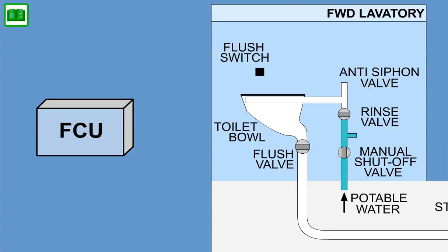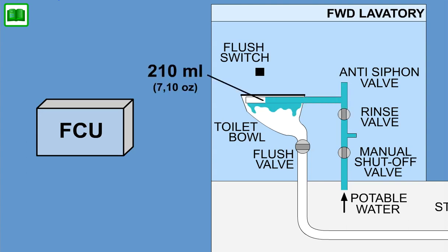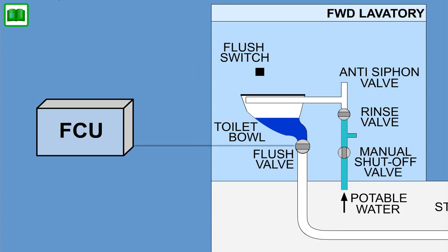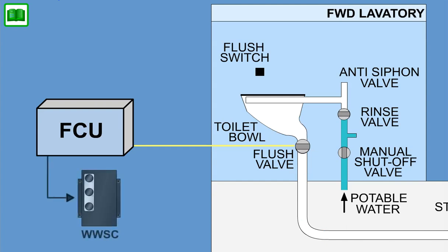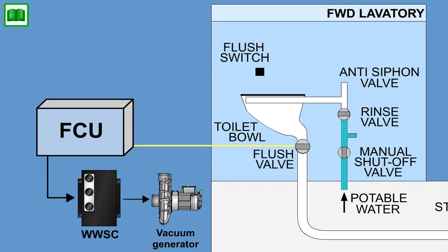The FCU allows approximately 210 milliliters of water through the anti-siphon valve to the flush ring. It also controls the flush valve by causing it to open into the flush cycle and remain open for 4 seconds. The FCU also signals the WWSC that a flush is occurring to allow the WWSC to turn on the vacuum generator for 10 seconds if needed.